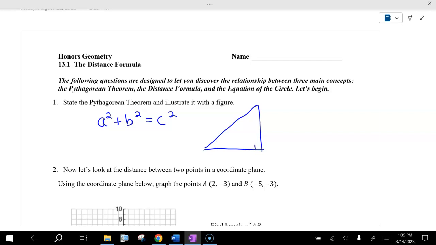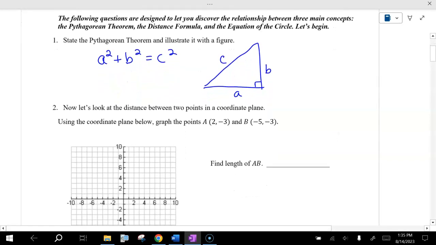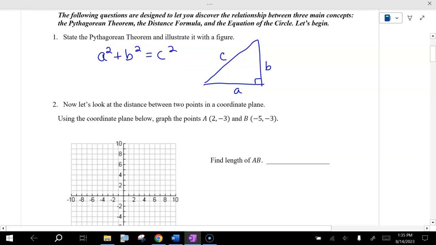I'm just going to freehand this right here, where a and b are the sides of your right triangle, and c is our hypotenuse of the right triangle. And so there we have our Pythagorean theorem. Now that's going to help us derive and come up with the distance formula. So this little packet is just going to take us step by step to do that.